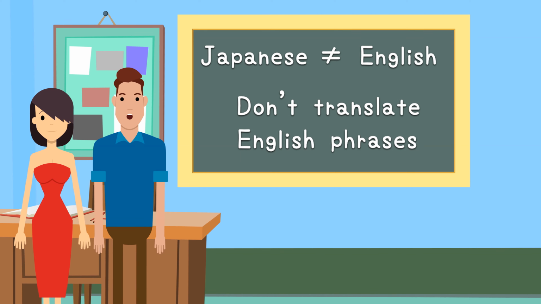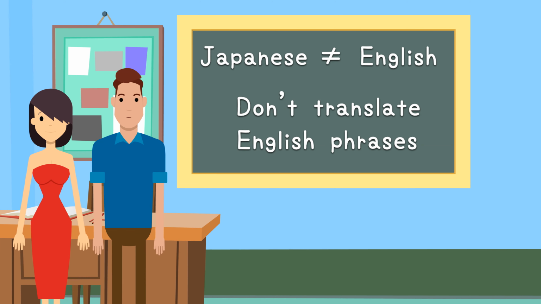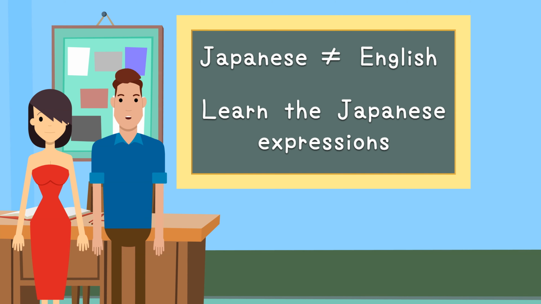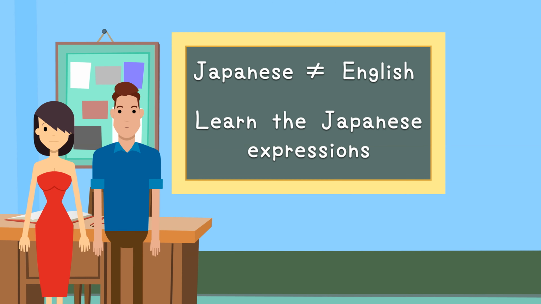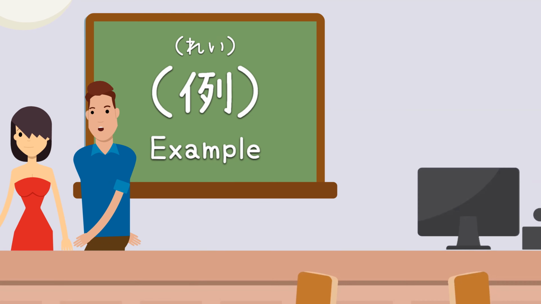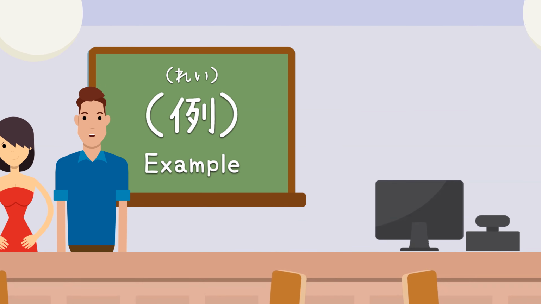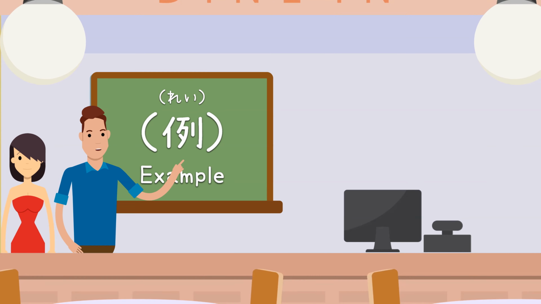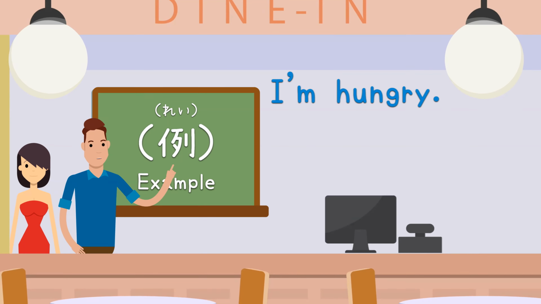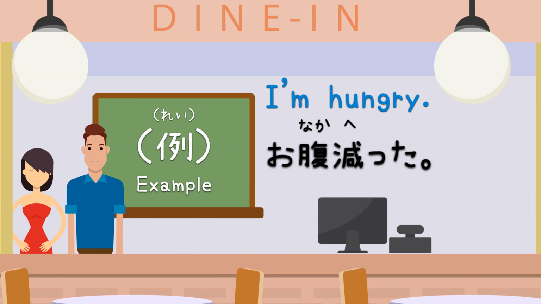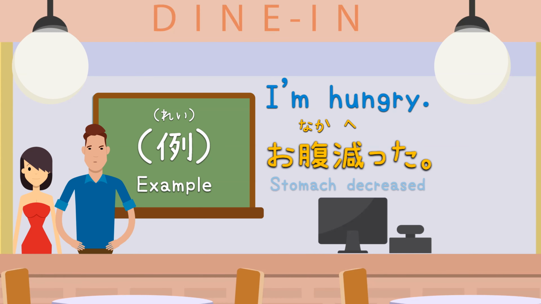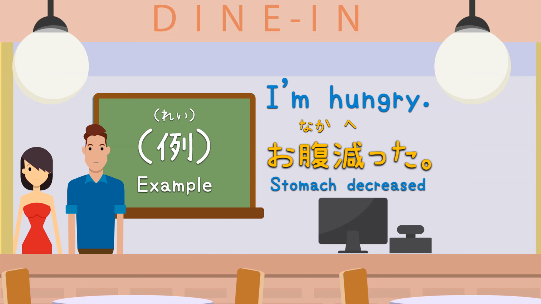Instead of trying to translate an English sentence into Japanese, a better way to learn is to determine the feeling or meaning to be conveyed and learn the Japanese way of saying it. For example, to show that some English expressions don't directly translate to Japanese, I'll use a simple but common phrase, I'm hungry. In Japanese, お腹減った, onaka hetta, stomach decreased, or the things in my stomach have decreased.